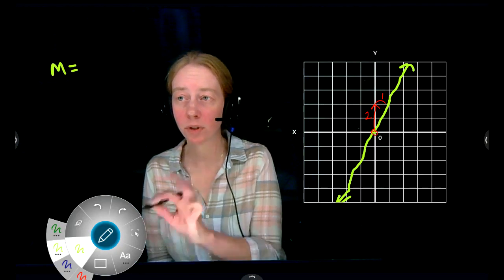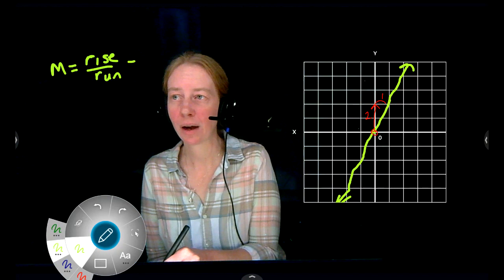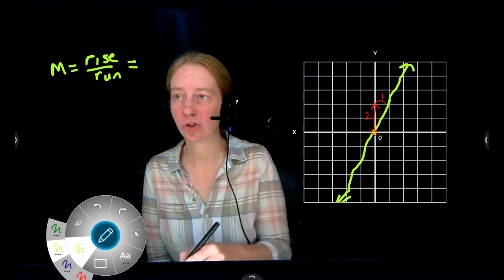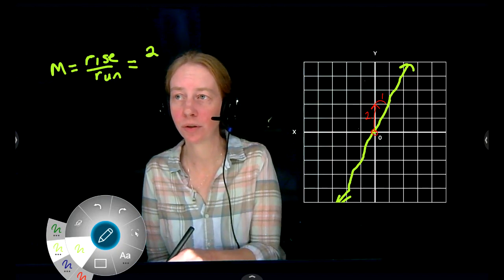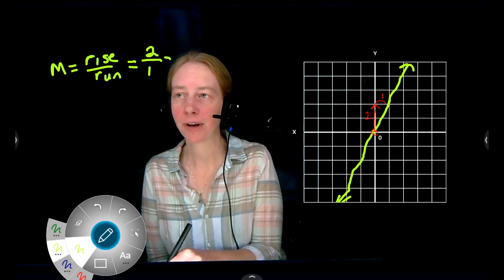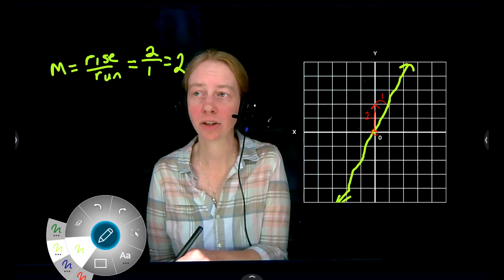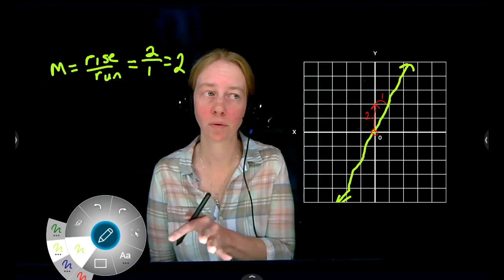Okay, and so remember that slope is considered, M is the letter we use for slope, just in case you didn't know, and we say that it's rise over run. And so that rise in this case is 2, because we went up 2. Our run is 1. So we make that fraction. However, we can simplify it because we're allowed to just write this fraction as 2 over 1.